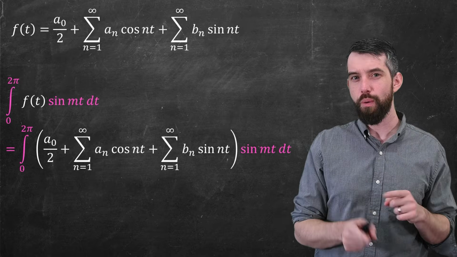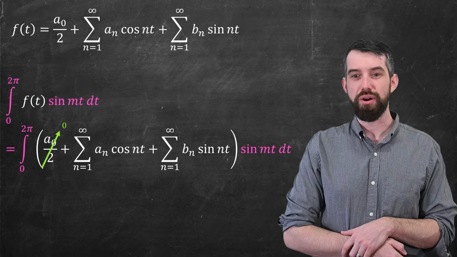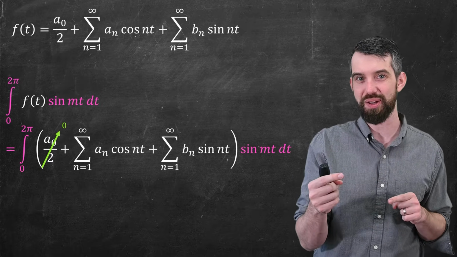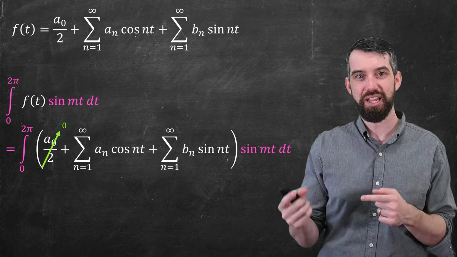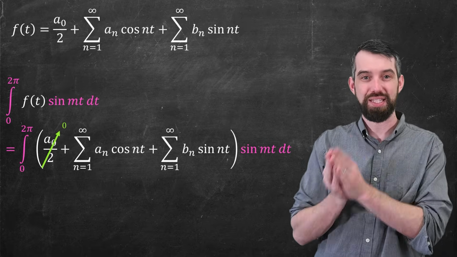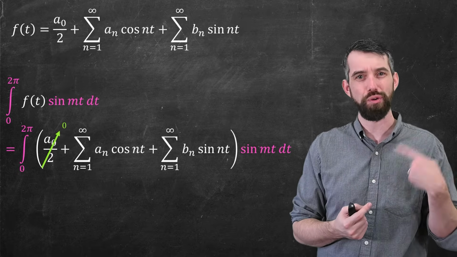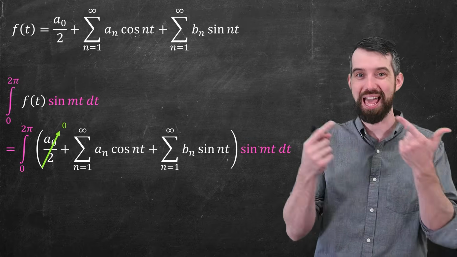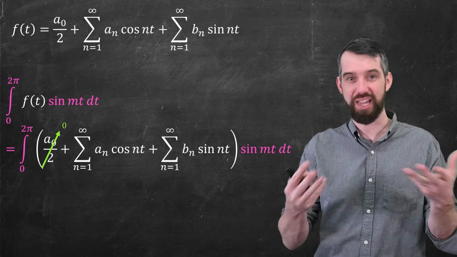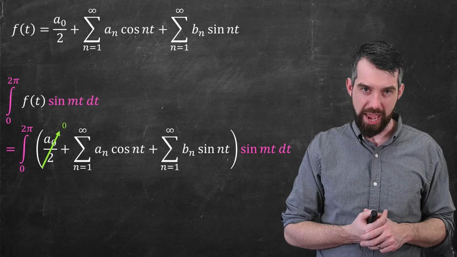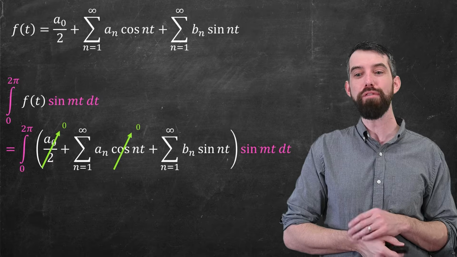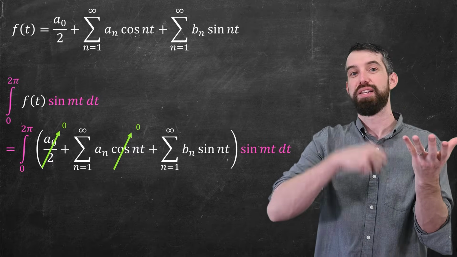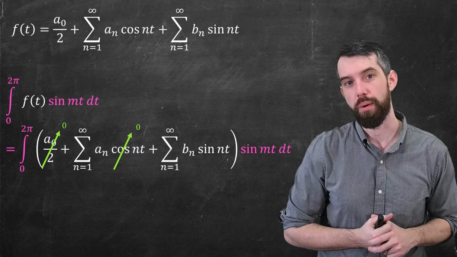Now, let's think about what's going to happen. The first thing I'm going to note is that the contribution from the a0 part is just nothing. The reason is that a0 is multiplied by sine, and when you integrate sine over its period, you always get 0. Integration of a constant times sine over its period is equal to 0. Then I can look at all the cosine terms, and all of those are going to be 0 by that previous identity. The integral of a cosine times a sine is always 0.